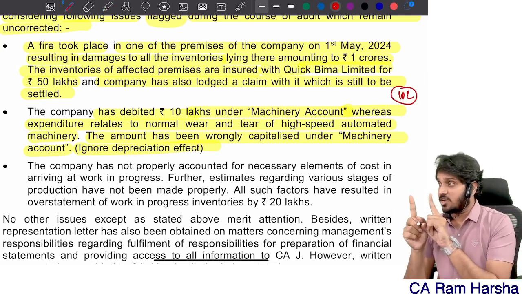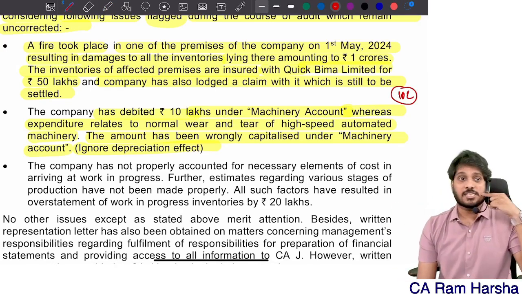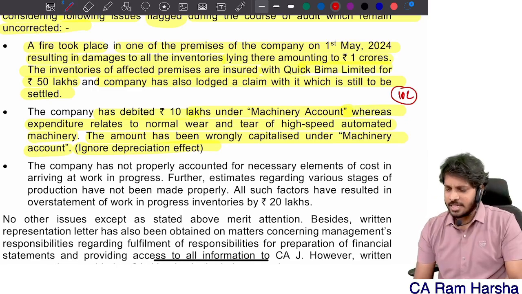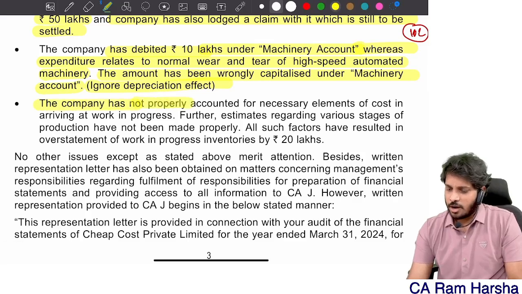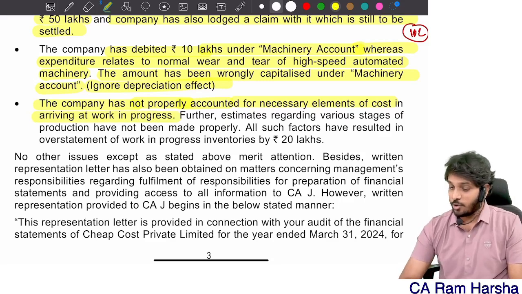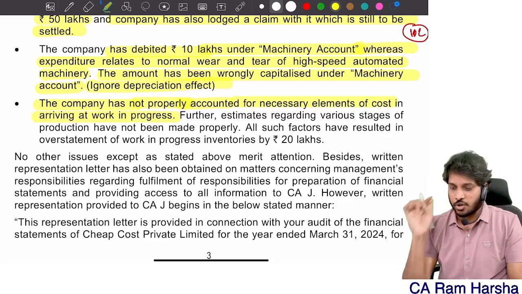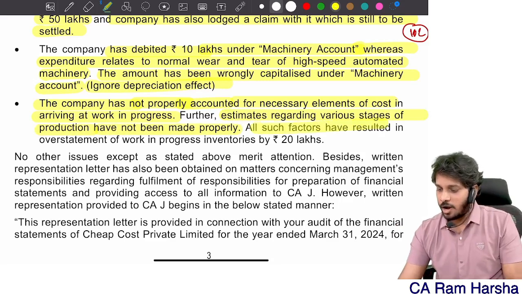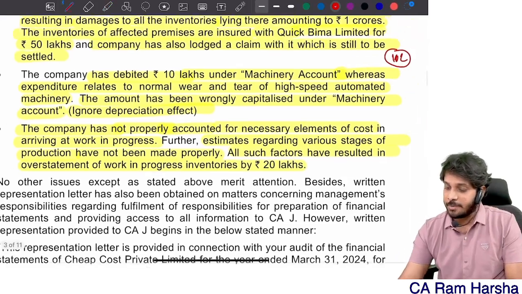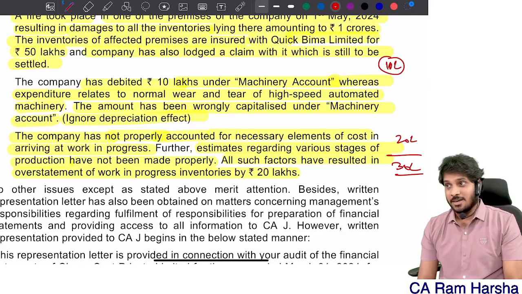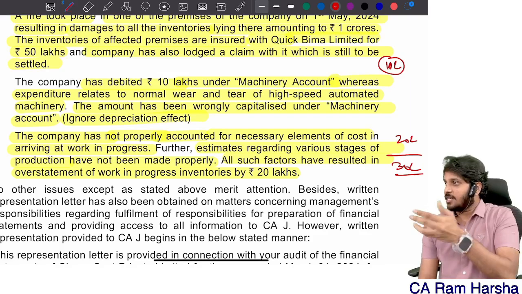Fine, we'll see. Individual mistake less than materiality. Single mistake is less than materiality. But we won't see just a single mistake. We see the combination. We'll see is there any other mistake also. The company has not properly accounted for necessary elements of cost in arriving at the work in progress. Okay, cost, work in progress valuation went wrong. Further, estimates regarding various stages of production have not been made properly. All the factors resulted in overstatement of inventory by 20 lakh. Total mistake is 30 lakh. It's more than materiality. Auditor has to modify his opinion. Yes or no? Because the total of mistakes is more than material level.